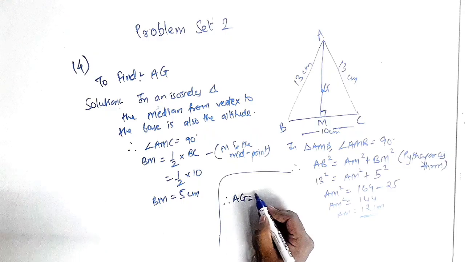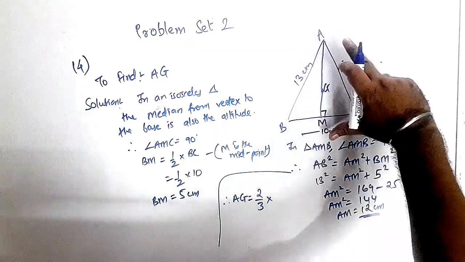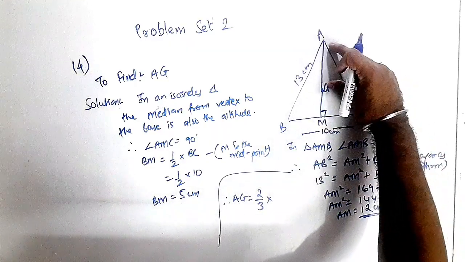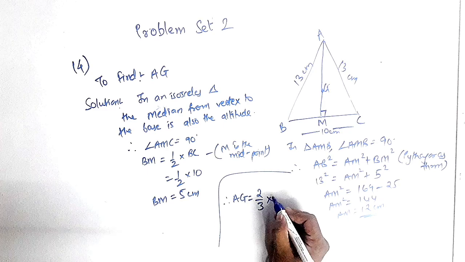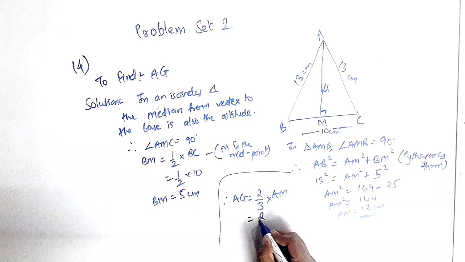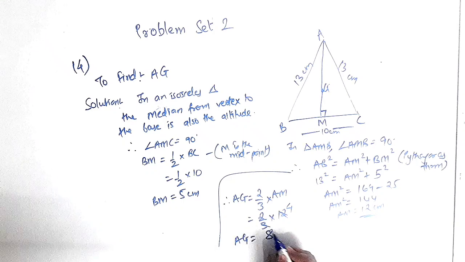Therefore AG will be 2/3. You know, this is 2:1, means this whole is three parts. This is 2 parts of the whole median. Okay, so 2/3 of AM, so it is 2/3 of 12. So 3 fours are 12, 4 twos are 8. So the length from the vertex to the centroid is 8 centimeter.